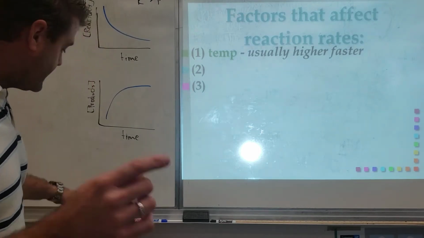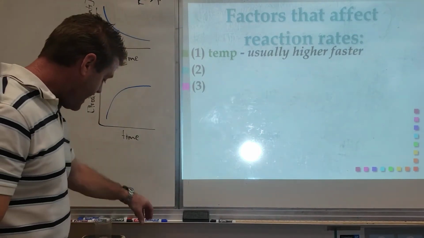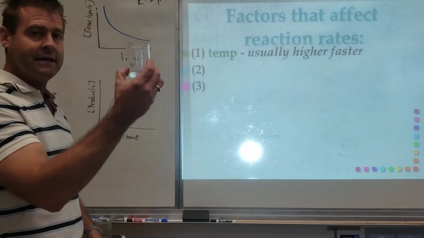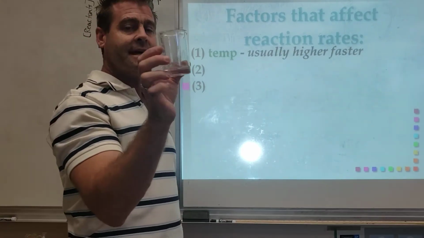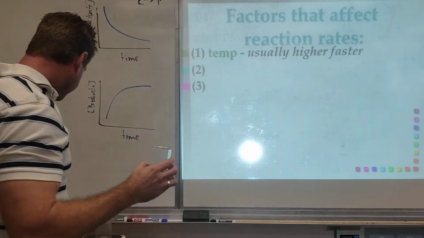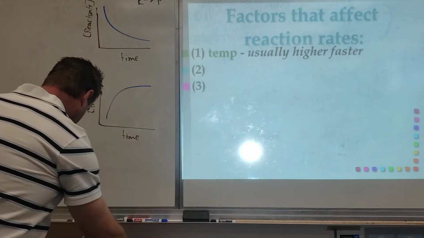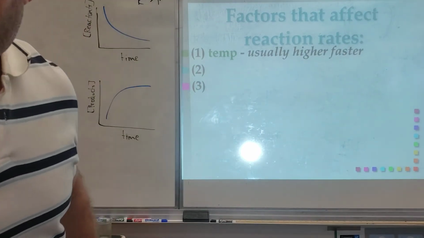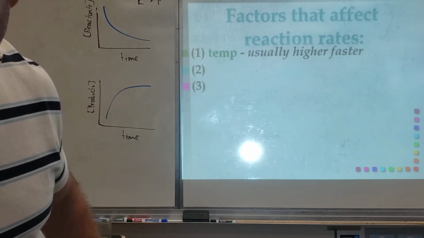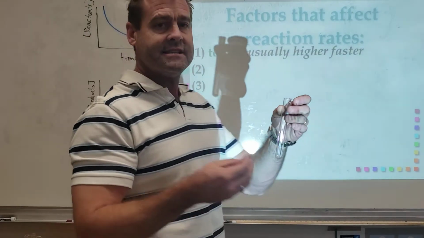Here, I don't know if you can see down here, but I have some hydrochloric acid. That's hydrogen chloride dissolved in water. That's what it is. And then what I'm going to do is get some zinc. Here's a typical reaction: acids tend to react with metals.